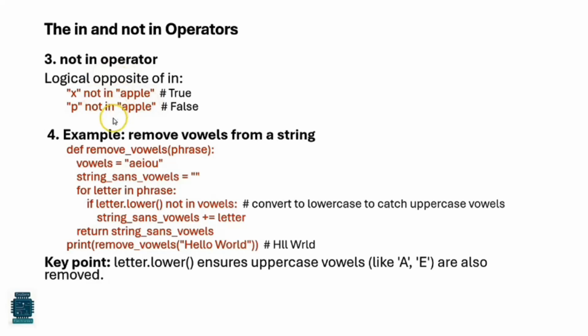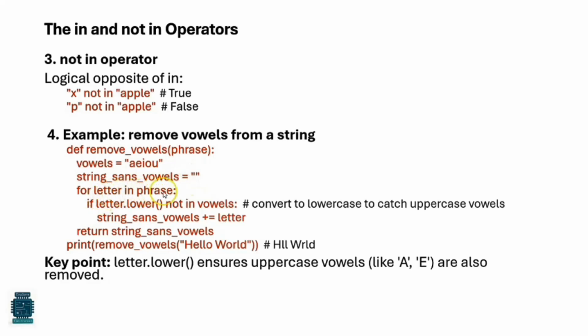Very clear, right? Very simple as well. Let us see one more example here. The example is to remove the vowels from a string. Define remove_vowels(phrase). Here we define a function to remove the vowels from the given text. Vowels is equal to AEIOU, which stores the vowels in a variable. string_sans_vowels is an empty string to build the result.